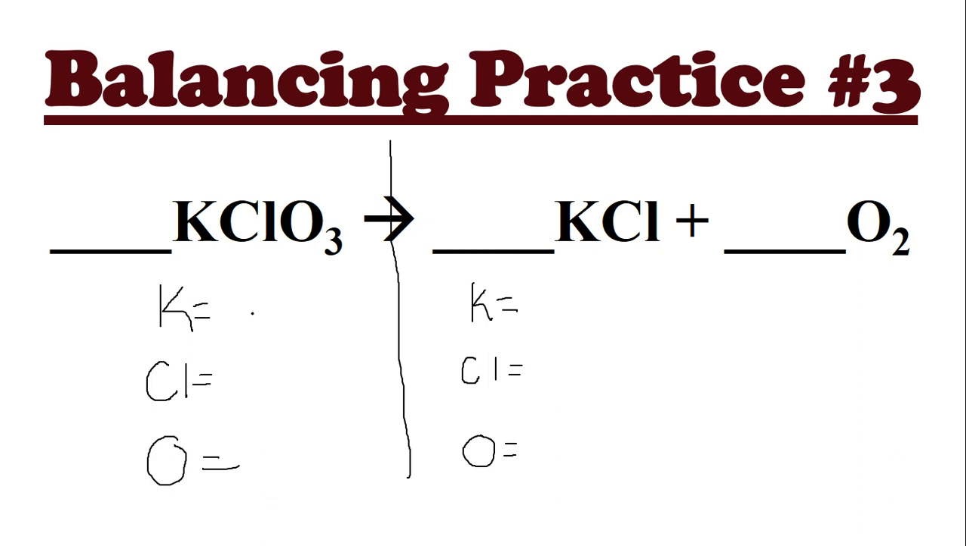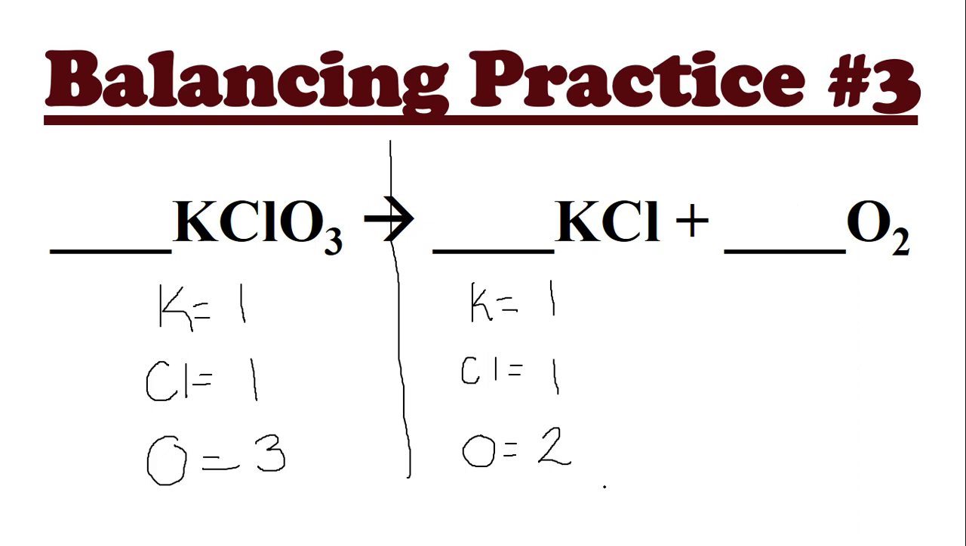All right. On the left side, on the reactant side, how many K's? 1. How many CL's? 1. How many O's? 3. On the right side, how many K's? 1. How many CL's? 1. How many O's? 2. All right. Now, if you didn't notice, we can only place whole numbers in the blanks. And I'm saying that for a reason. The only thing not balanced are the O's.